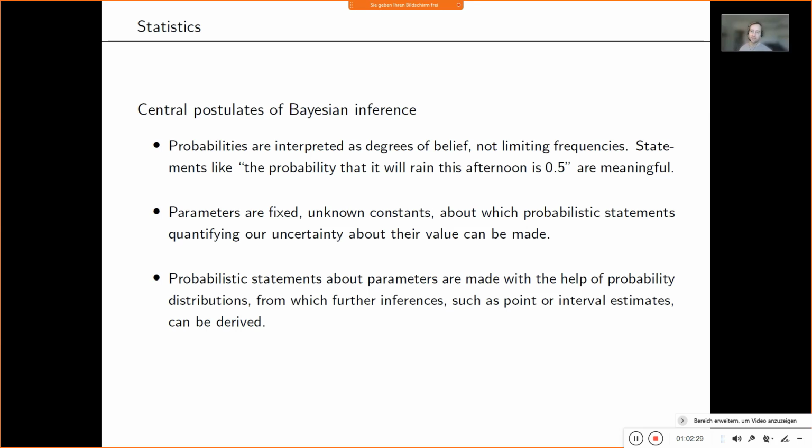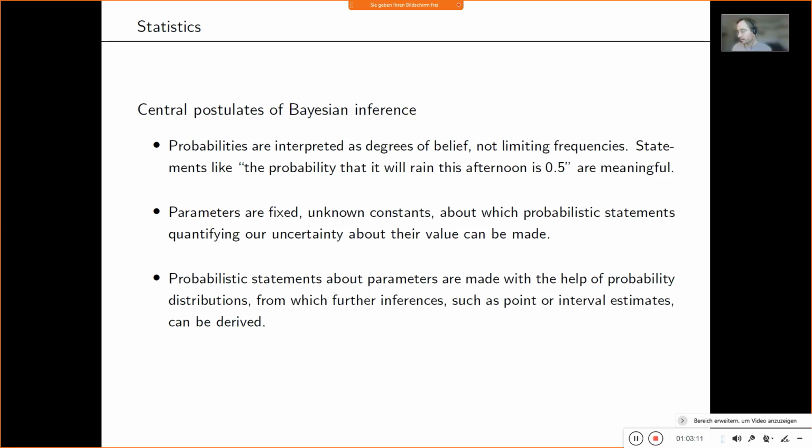Again, parameters that you're trying to estimate are fixed unknown constants, and you make probabilistic statements about your uncertainty about their value. You make these statements in terms of probability distributions, and from these posterior distributions you can make further inferences like point or interval estimates. So primarily, as a first textbook approach, you don't look at the frequency properties of Bayesian estimators as a criterion, but you look at whether they are coherent with your probabilistic model.